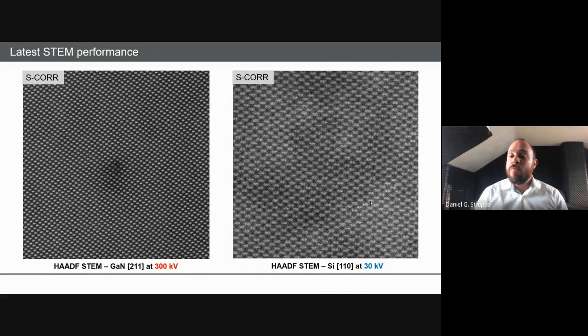And here, for beam sensitive samples or to explore different scattering mechanisms, we can go to lower kV and we can get sub-angstrom resolution even at 30 kV. So the resolution improved quite a lot. And this slide is to give a flavor of where we are today.